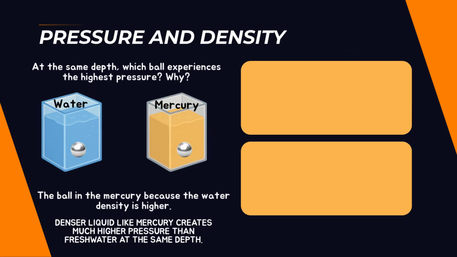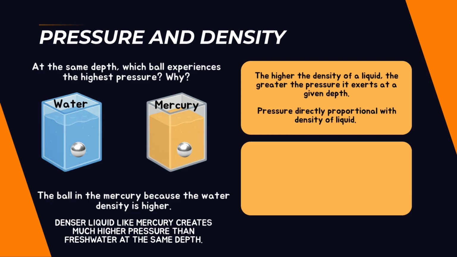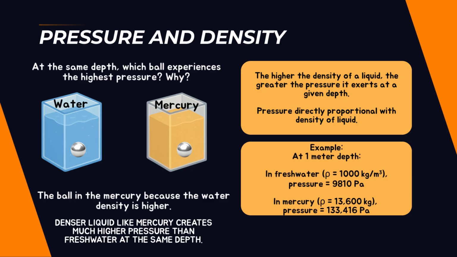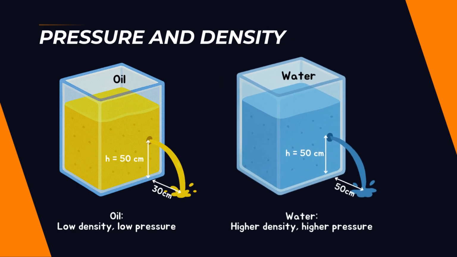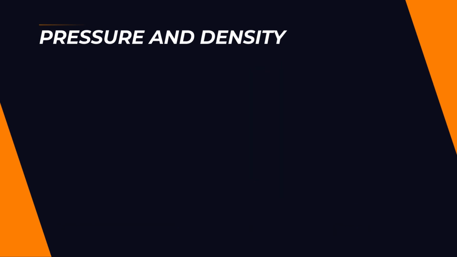Besides depth, pressure also depends on the density of the liquid. The higher the density of a liquid, the greater the pressure it exerts at the same depth. For example, at 1 meter depth, fresh water produces much lower pressure compared to mercury, because mercury has a much higher density. Oil has a lower density, so it produces lower pressure. Water has a higher density, so it produces higher pressure at the same depth. This is why, at the same depth, an object in water experiences more pressure than in oil.